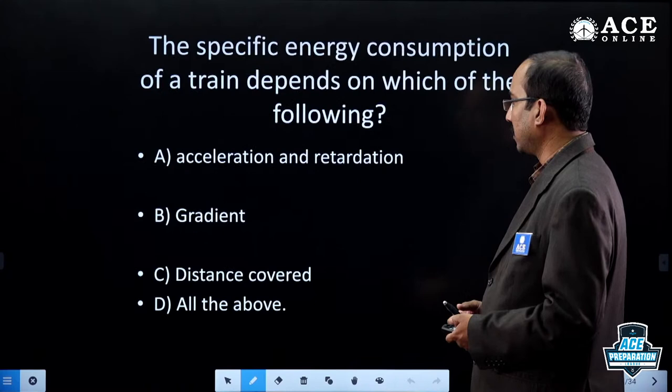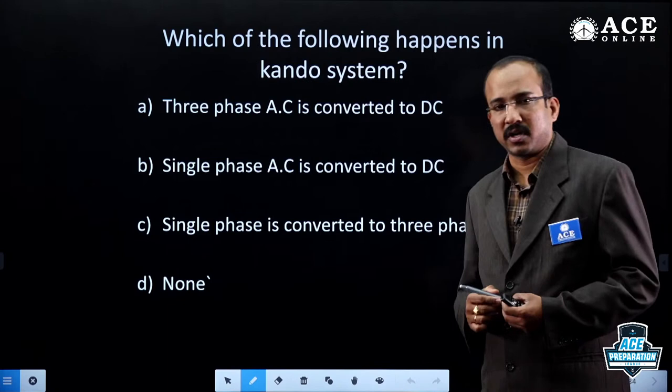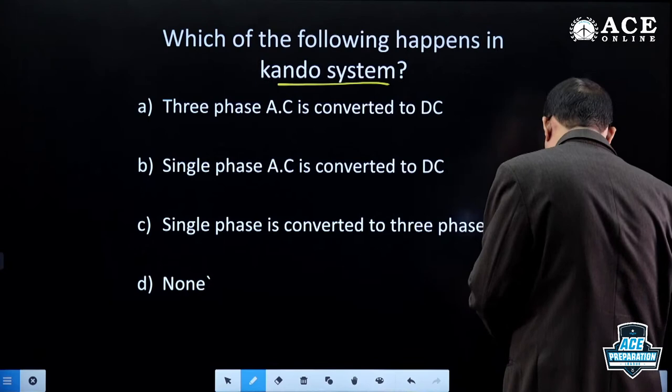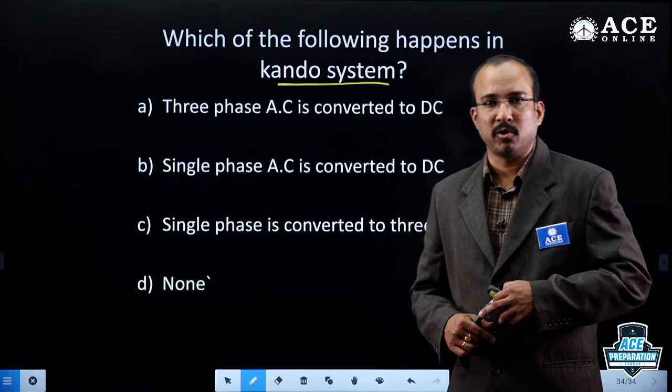So single phase AC is converted into what? Three phase. So this is known as Kando system. Single phase AC is converted into what? Three phase configuration. Okay. So this is about some basic idea about traction.